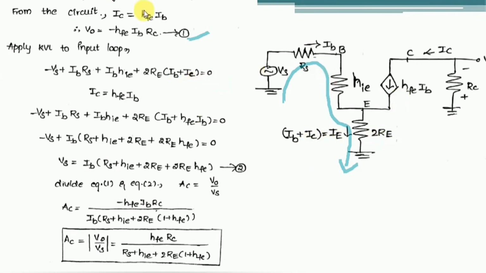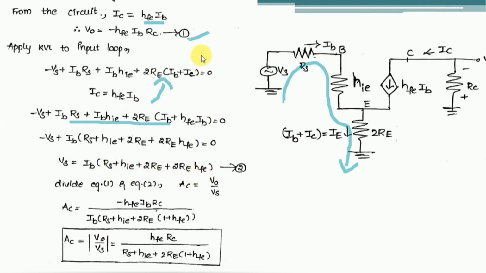Now what is the value of IC? Here the IC value is HFE into IB. So simply substitute the value of IC in this equation. We will obtain minus Vs plus IB into Rs plus IB HIE plus 2RE into IB plus HFE IB. From this take IB common. So we get minus Vs plus IB times Rs plus HIE plus 2RE plus 2RE HFE. So finally we have obtained the Vs expression as IB into Rs plus HIE plus 2RE plus 2RE into HFE. Consider this as equation 2.